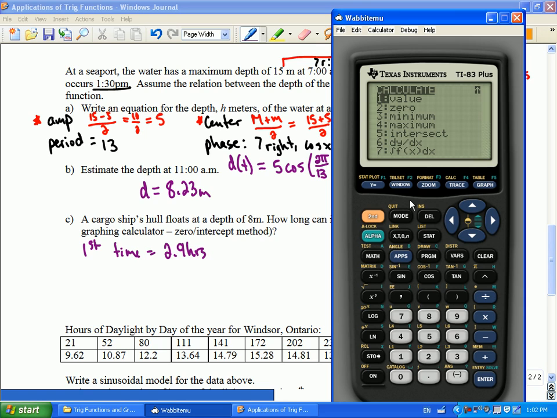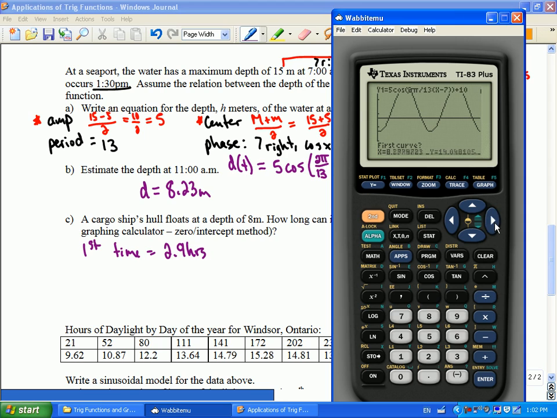So it goes second function, and you hit the trace button, and you should see this menu in front of you. Intersect is 5. That's the one we're going to. You can hit the number 5, or you can move it down and press enter. Both work. You're going to move it along the first curve.